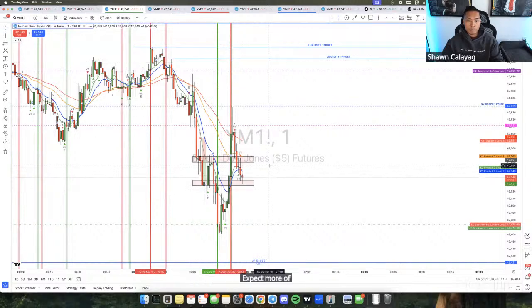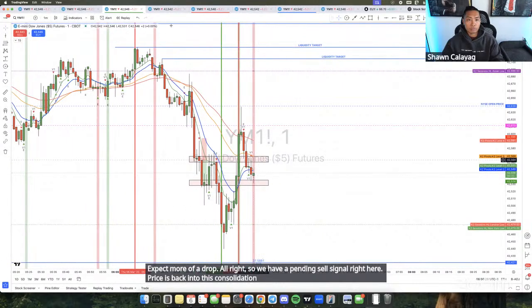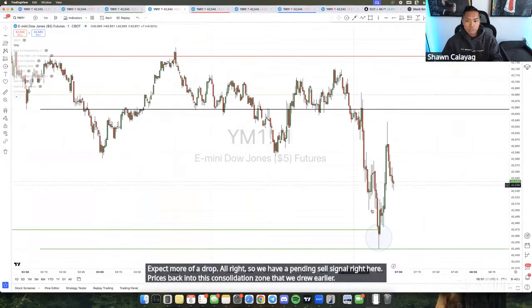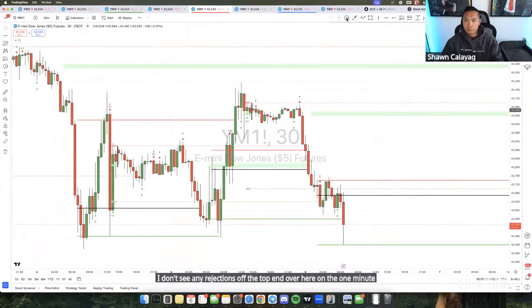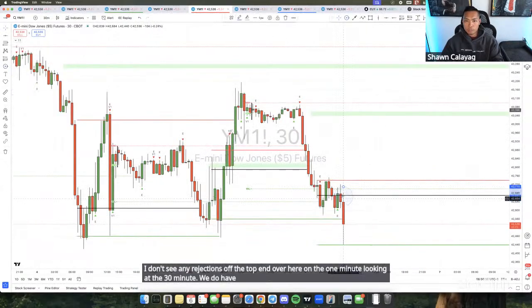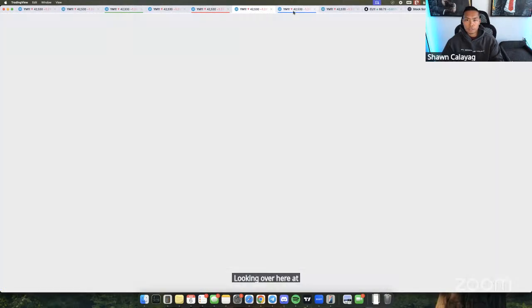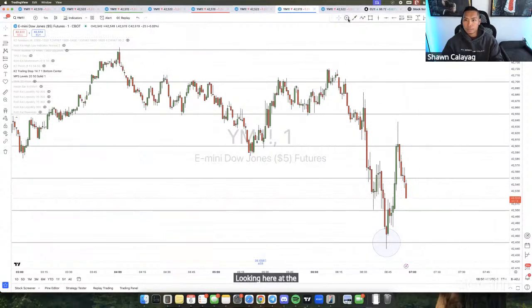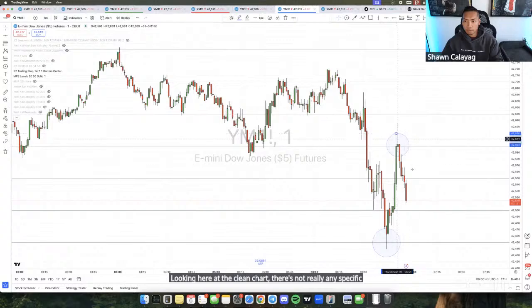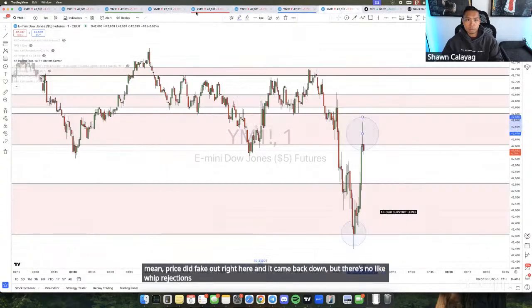All right, so we have a pending sell signal right here. Price is back into this consolidation zone that we drew earlier. I don't see any rejections off the top end over here on the 1 minute. Looking at the 30-minute, we do have rejections on both ends. Rejection off the point of control. Looking over here at the volume profile, no rejections off the top end. Looking here at the clean chart, there's not really any specific rejections. Price did fake out right here and it came back down, but there are no wick rejections off the whole numbers, of course.